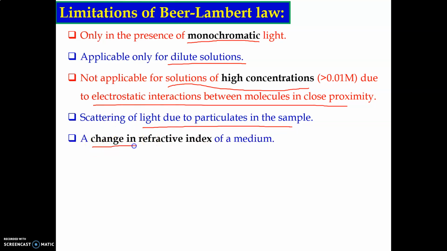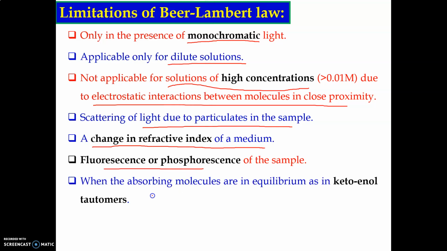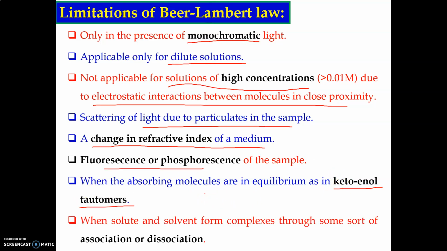And if there is any change of refractive index of a medium, then Beer-Lambert law is not obeyed. And if there is any fluorescence or phosphorescence property in the sample, like a protein sample. And also if there is any tautomerism, like keto-enol tautomerism, and there is an equilibrium between two different forms, that is keto form and enol form, then Beer-Lambert law will not be obeyed.